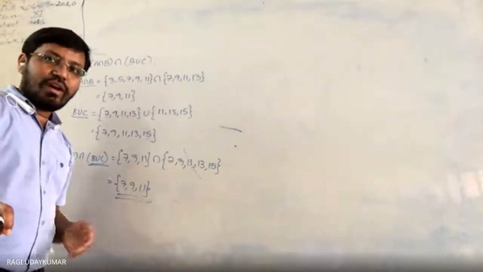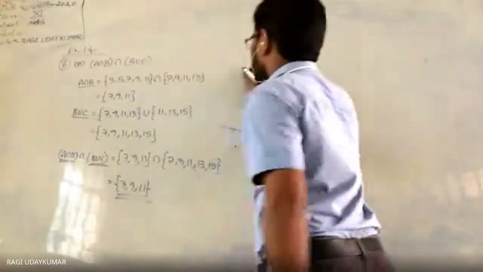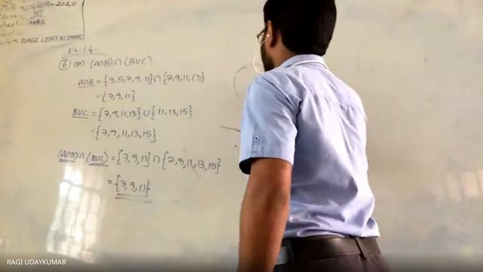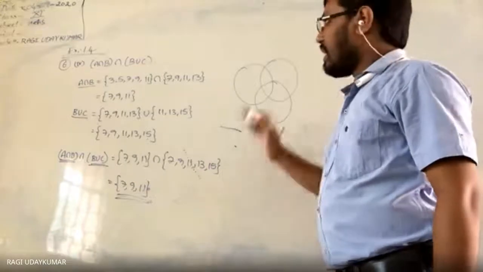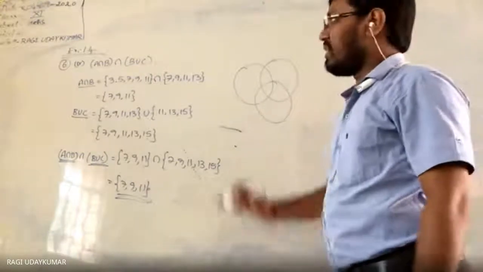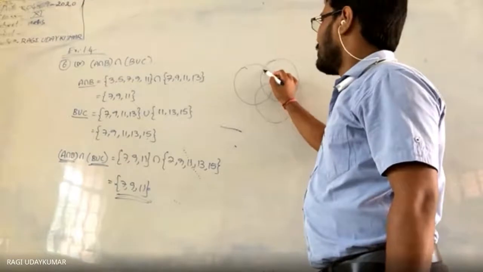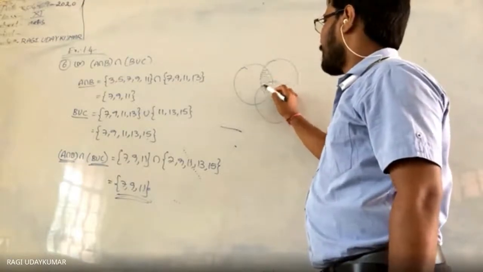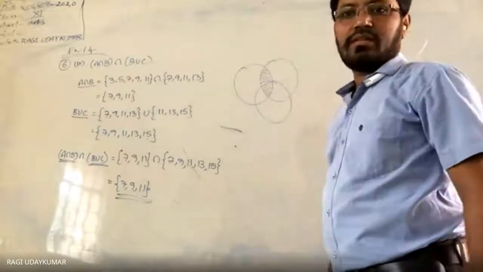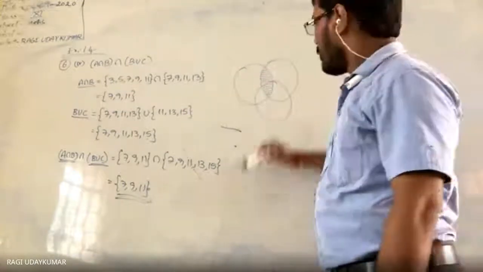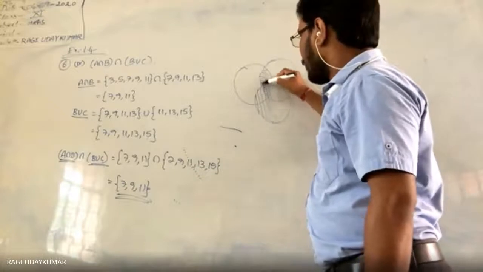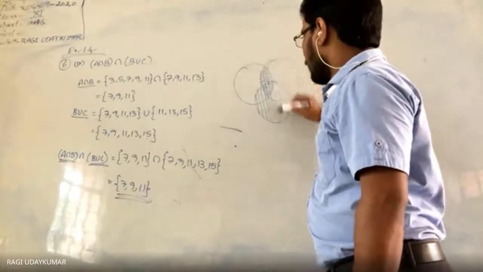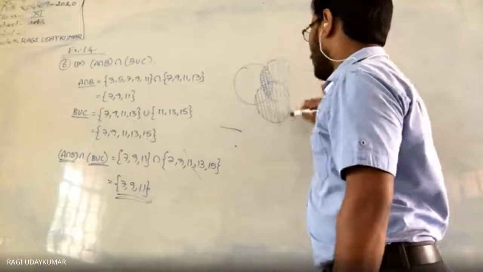Okay. If you want to represent this in a Venn diagram, see here, A here, B here, C here. Okay. A, B, C sets if you are taking into consideration, A intersection B is nothing but this part. And B union C is nothing but B union C. Let us represent it with a vertical line. This part is B union C. Where is the common part of both?